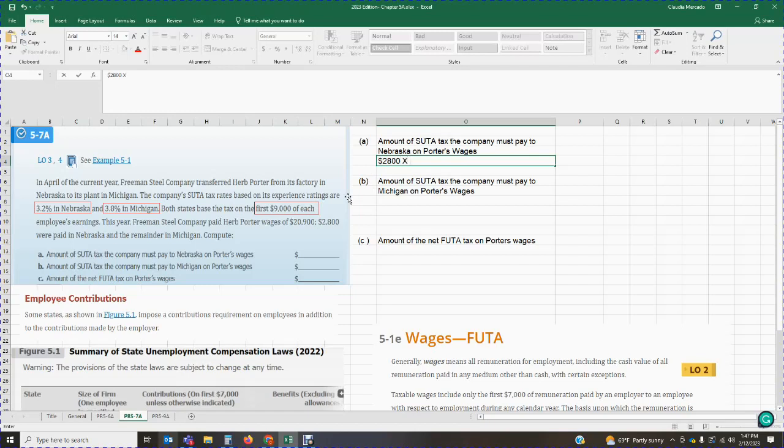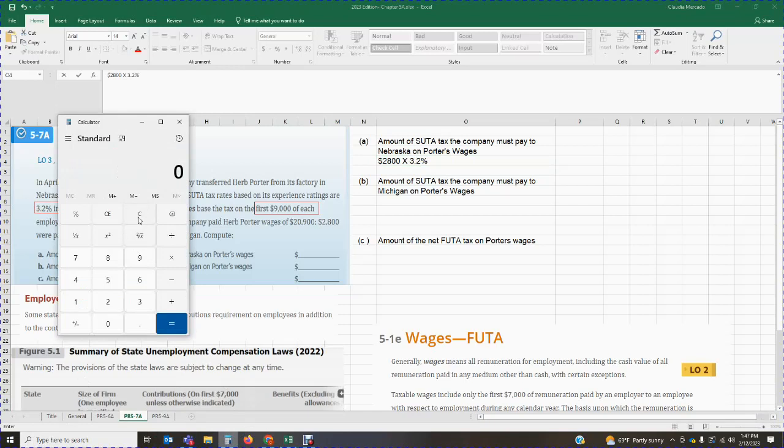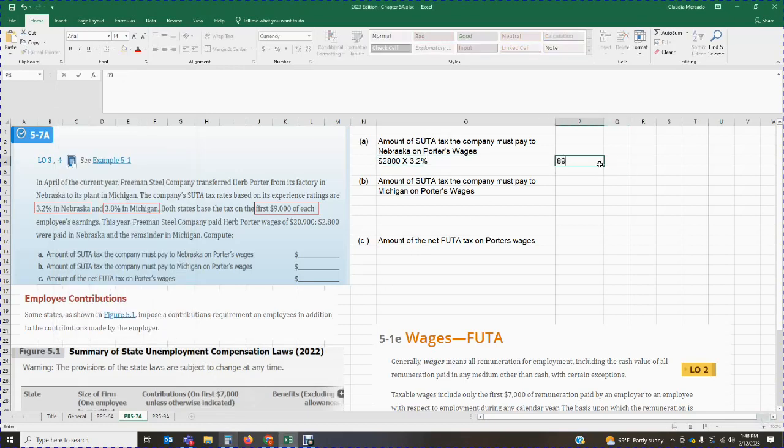Now, my SUTA tax rate for Nebraska, according to the problem, is 3.2%. Okay, so we're going to go ahead and multiply that. 2,800 times 3.2%, and that's going to give me a SUTA tax of $89.60. Okay, and that is for Nebraska. Okay, now we're going to do the same thing but for Michigan.